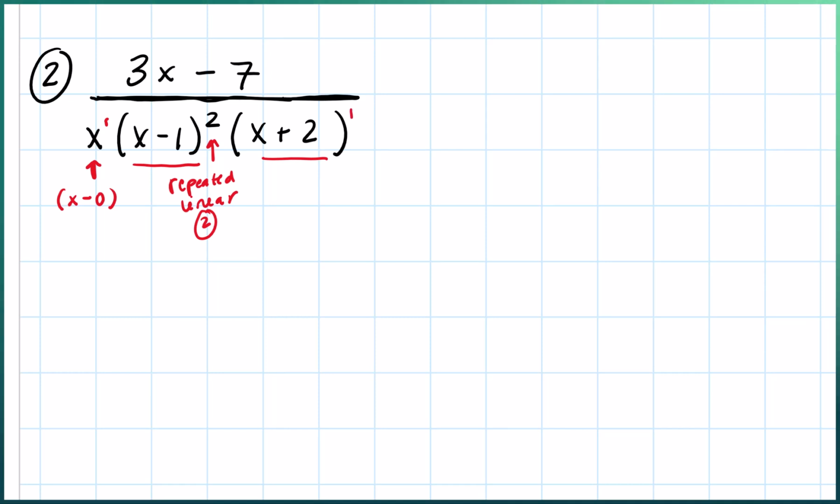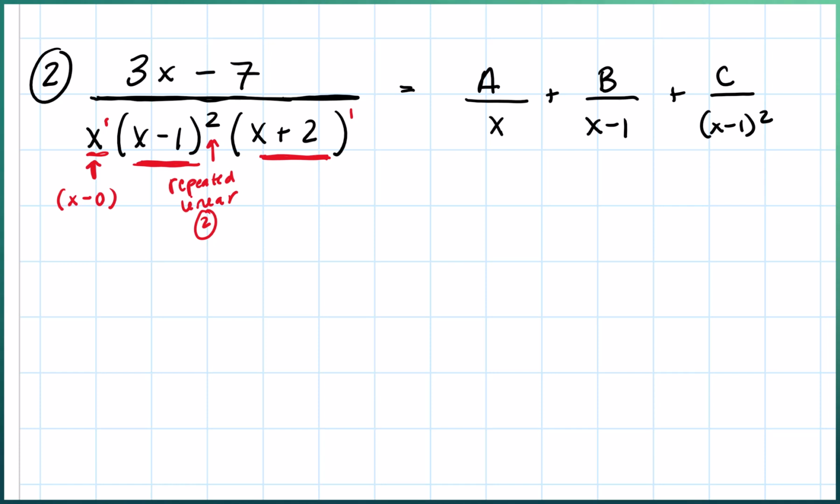So what that means is that I'm actually going to have 4 partial fractions, 1 from the x, 2 from the x minus 1, and 1 from the x plus 2. So when I write this out, I'm going to start with my first linear factor, which is just x, and I get one partial fraction, A over x. Then my next linear factor, I'm going to use B over x minus 1 plus C over x minus 1 squared.